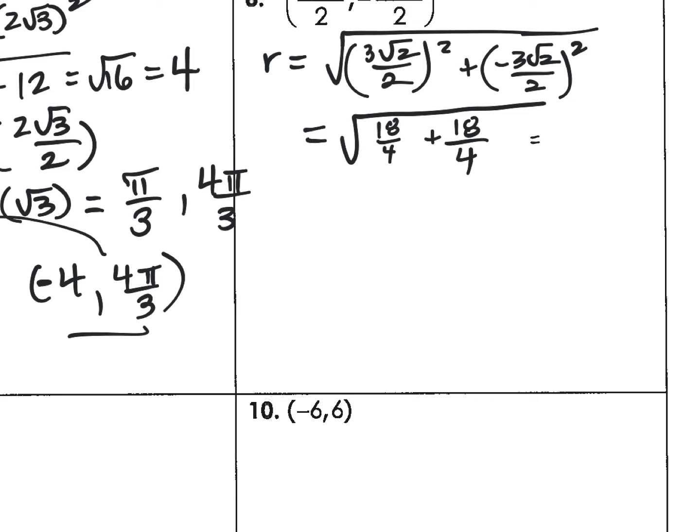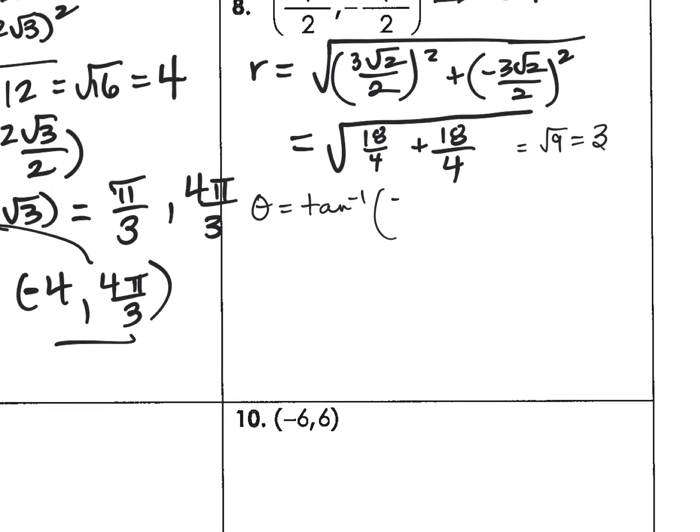Which is what? 36 over 4, which is 9. So square root of 9 is 3. So r is 3. So now we've got to find theta. Inverse tangent of what? Negative root 3 over 2? Or 3 root 2 over 2 divided by 3 root 2 over 2.